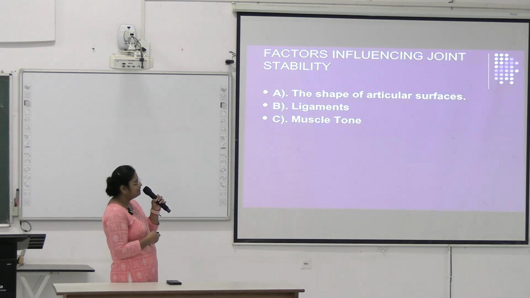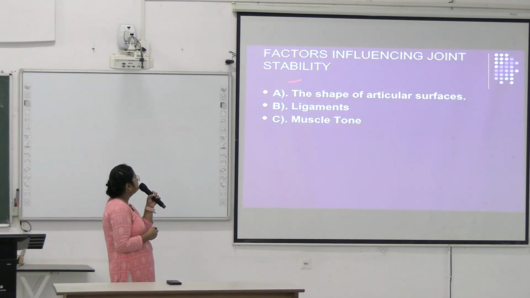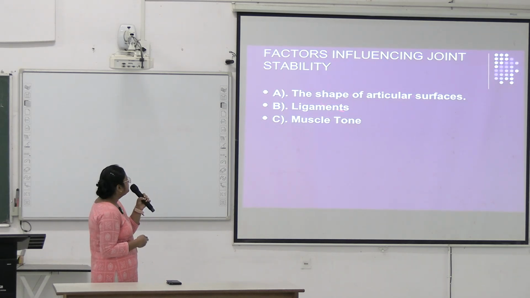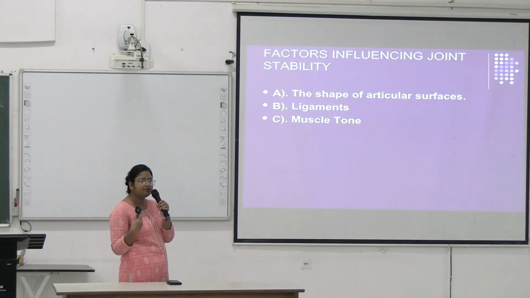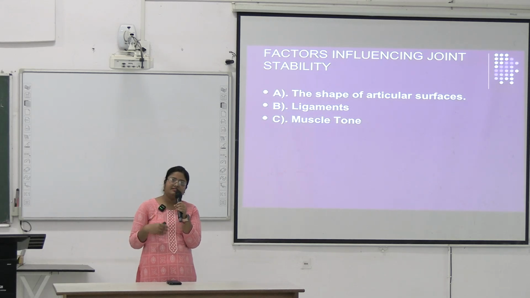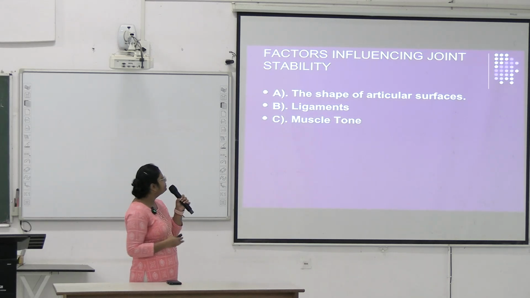Now, what are the factors influencing joint stability? The shape of the articular surfaces, the ligaments, and the muscle tone, muscles attached to the bones, all these are providing stability to a joint.